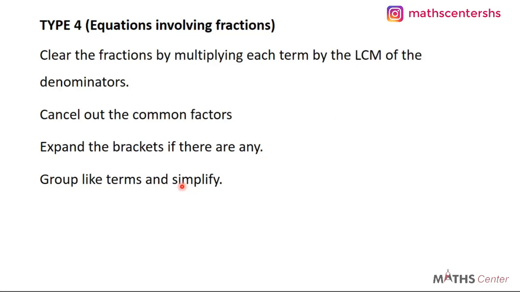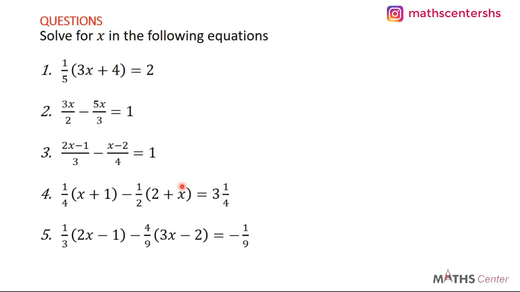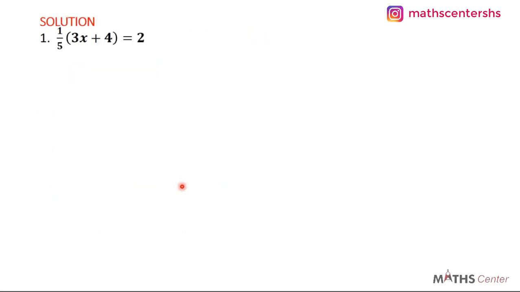Let's pick some examples and see how we can apply the steps that we've learned in this slide. So solve for x in the following. We have been given 5 questions, so you take them one after the other. The first one is 1 over 5 into bracket 3x plus 4 is equal to 2. So the first step you need to do is to first identify the fractions in the equation.